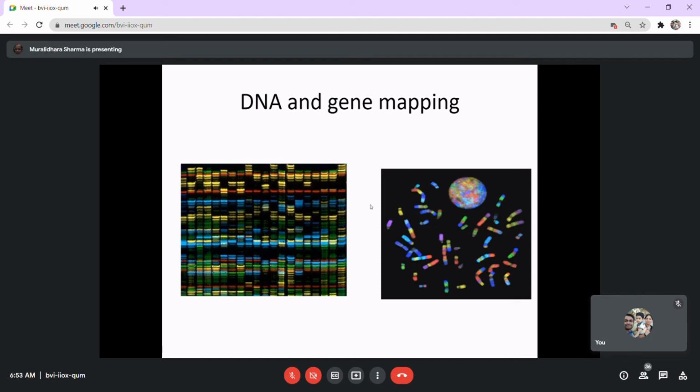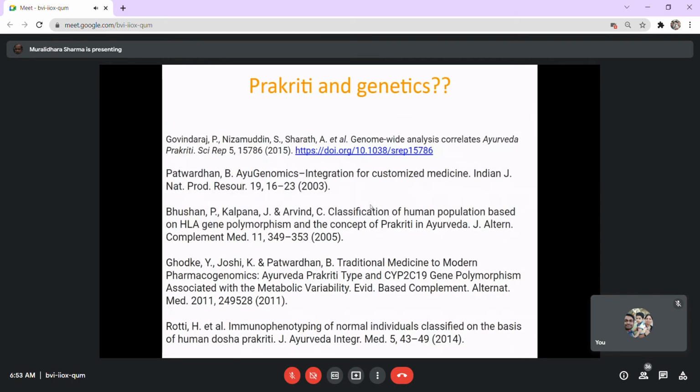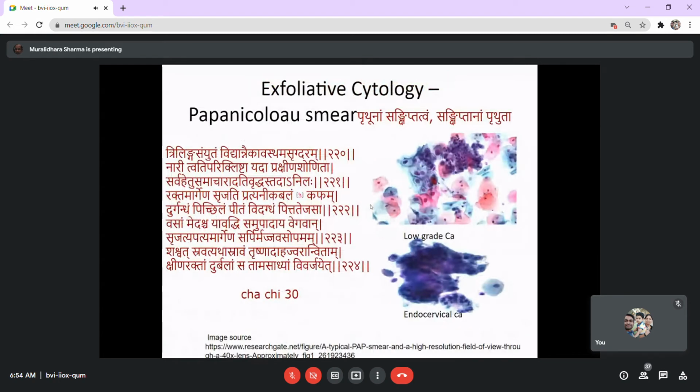Of course, possibly in due course of time, these genes and DNA mapping could be of some use to identify the Prakriti, question mark. Of course, it's not yet popular. There are many studies done. Many studies are published about a relationship between genetic mapping and the Prakriti. But at present, it's not feasible. It's not at a level where it can be practically applied. Maybe in future, it may be possible. So that's about genetics as such.